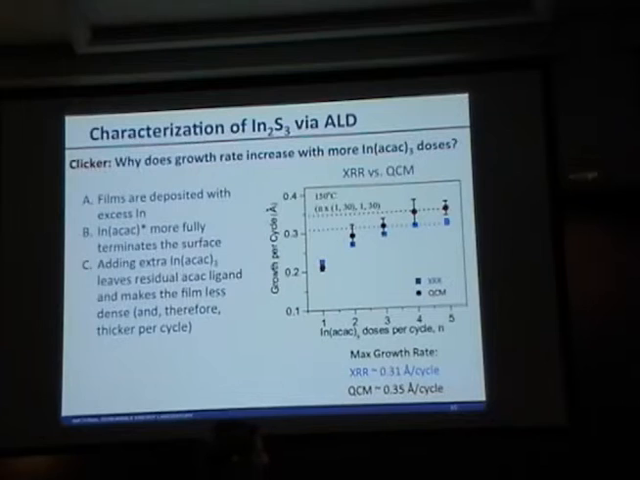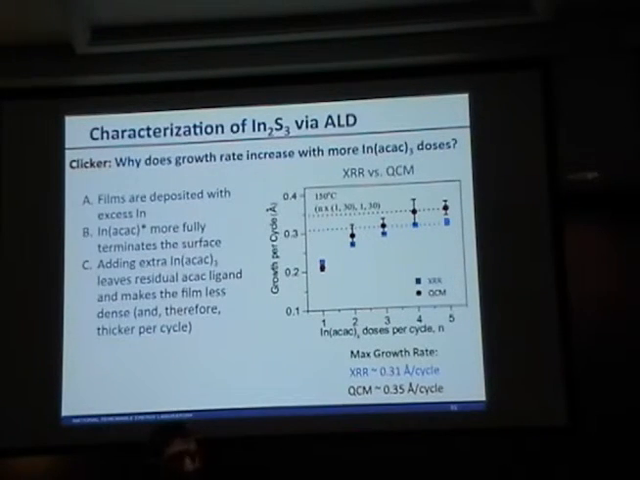And unfortunately, I don't have time for this clicker question, but if you have 10 seconds, why does the growth rate increase with more indium macac doses? Start. Oh, sorry, I'll start the clock over. 10 seconds. Go. Films are deposited with excess indium. So basically, what we're showing here is the growth rate increases. So you can multiply the number of indium doses, 1 second, 30 seconds off. And if you do this a few times before you do your sulfide precursor, you get more growth. And so that's shown here with the growth per cycle.